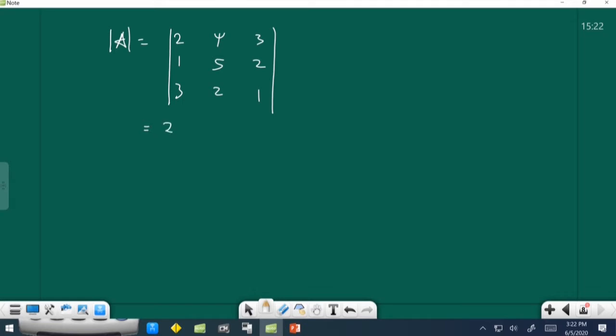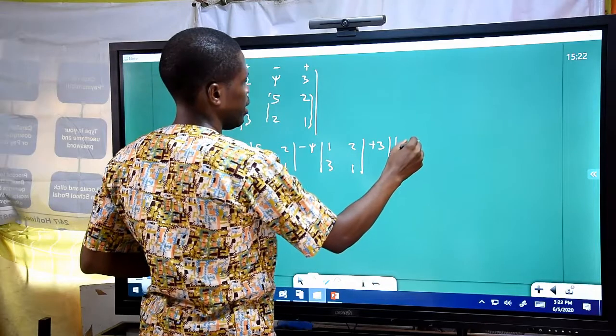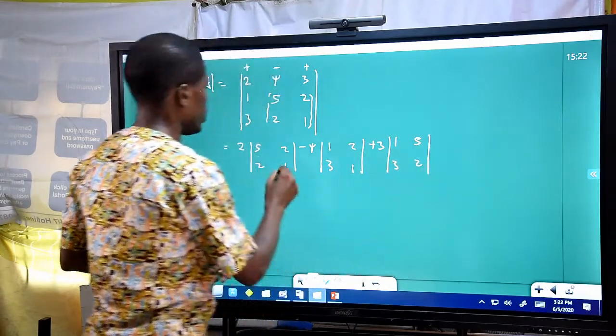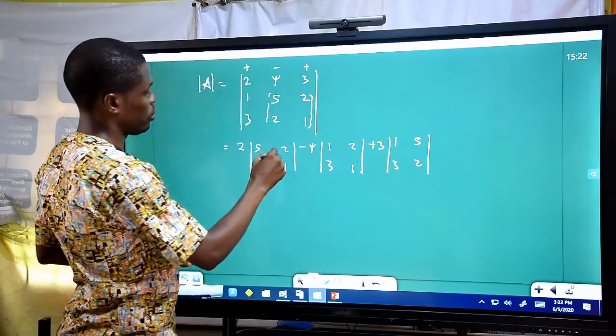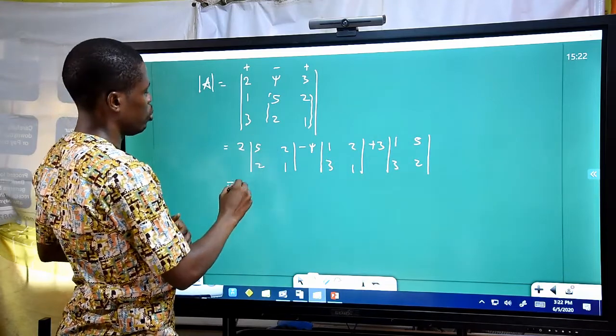So we apply that. We have 2, taking this, so we have 5, 2, and 2, 1. Then minus 4 with this, because we have plus, minus, plus. And minus 4, we have 1, 3. You don't take numbers under and by the side. So 1, 3, and 2, 1. Then this one is plus 3, and we have 1, 3 again, then 5, 2. So we cross multiply each of those sectional values, looking for their determinants.